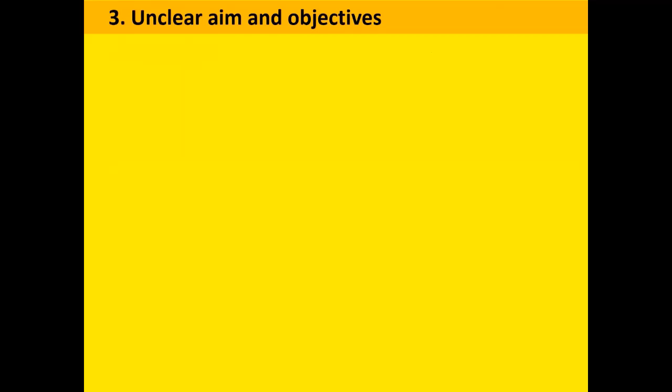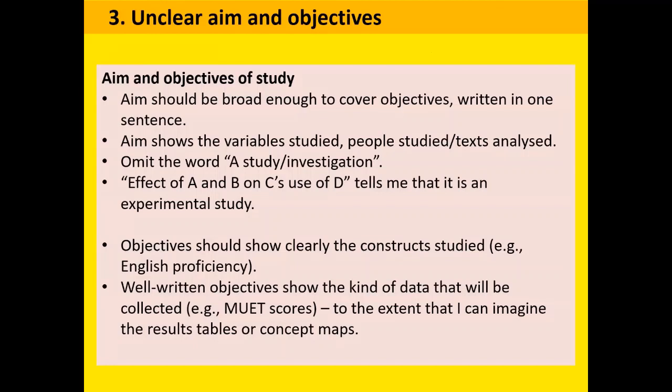Third weakness with journal papers, unclear aims and objectives. What is the difference between the 2? Well, aim is the broader one that encompasses the objectives. Number 1, aim should be broad enough to cover, and you must write in 1 sentence. If you are going to write many sentences, I think you are running into the objectives, the breakdown of it.